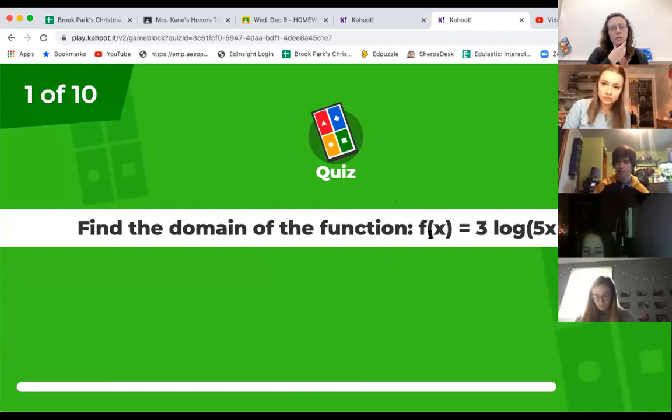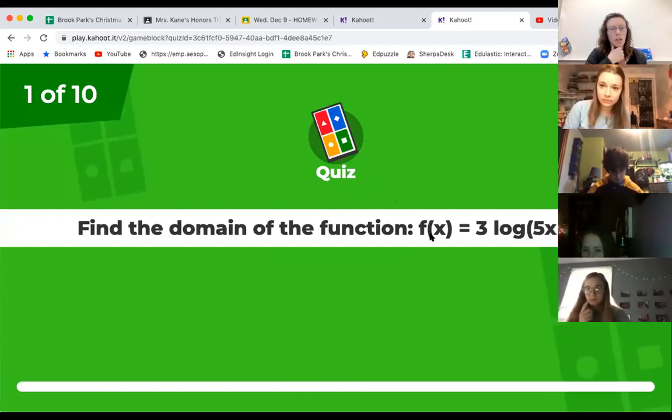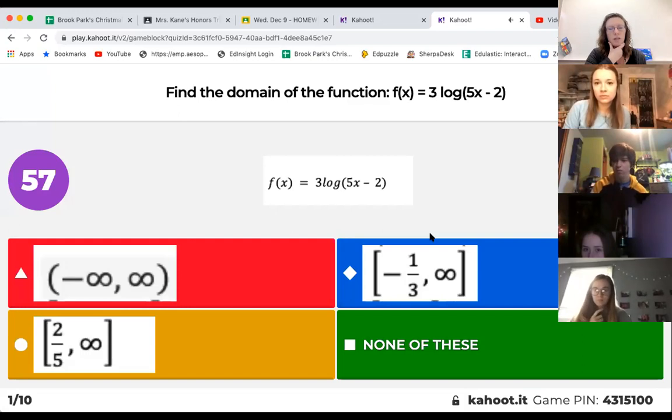So this is asking for the domain of the function. Be careful. So this is a log function. Feel free to place it in your calculator if that helps. Think about where the asymptote would be located.